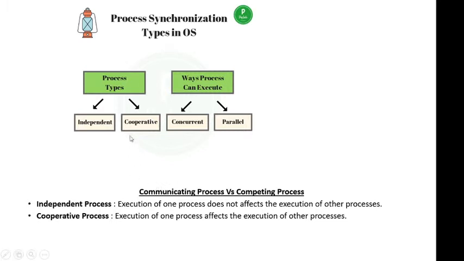Now, on the other hand, if there are cooperating processes in the memory, so there are lots of processes in the memory, all of them running concurrently, and if they are cooperating with each other, then in that case, execution of one process affects the execution of another process. The way one process is executing and its result affects the other process in case of cooperative processes. So cooperative processes are also known as communicating processes.